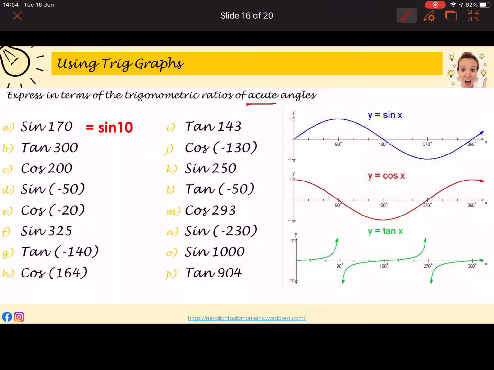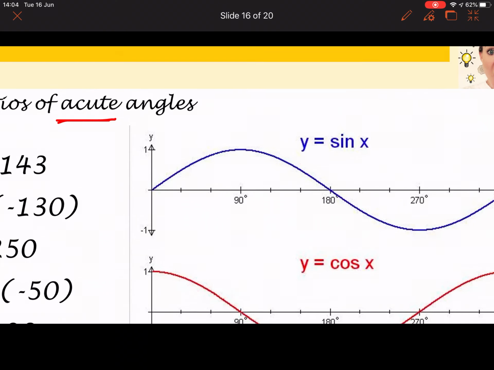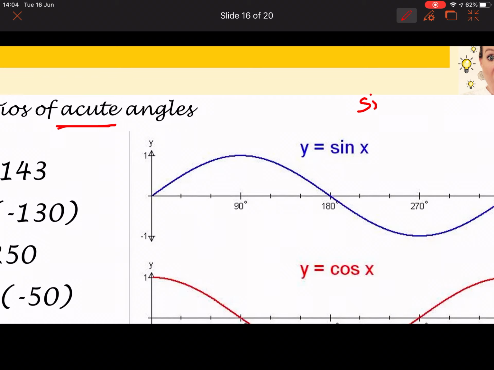All of these, you'll see, we've got either obtuse angles, reflex angles, we've got larger than acute angles, or we've got negative versions, which we don't want. So we want to try and make these positive acute angles, because they're easier then to work with. So you'll see with the first one, sine 170. If we look over at our graph, let's just do it here, I'll just write down the one we're trying to do, so you don't forget, sine 170.